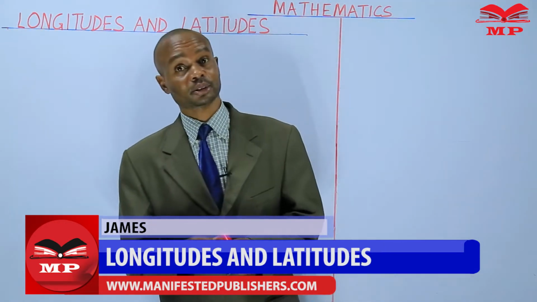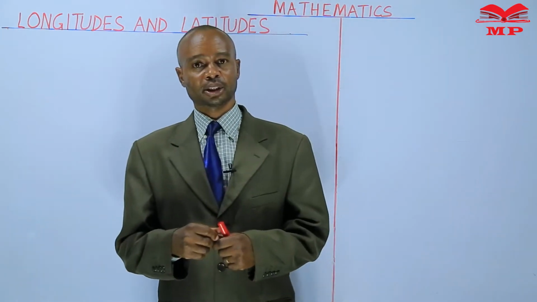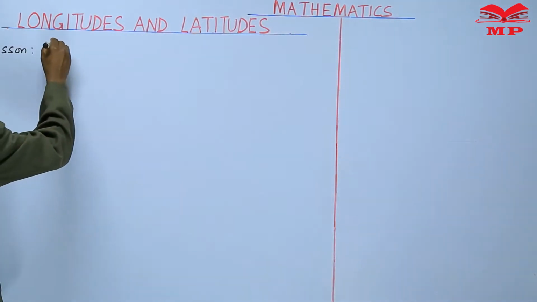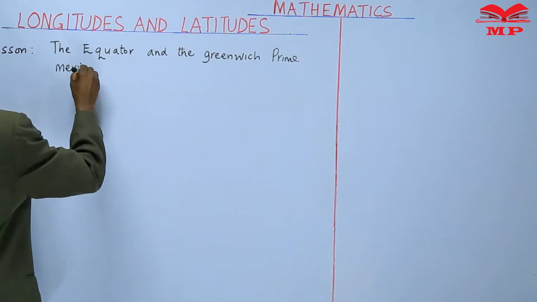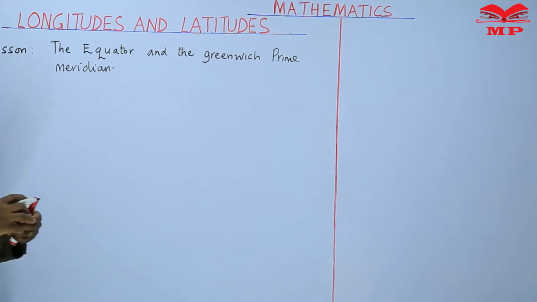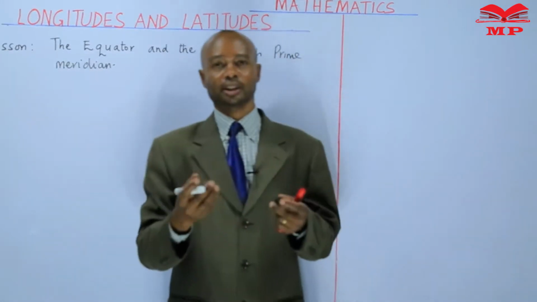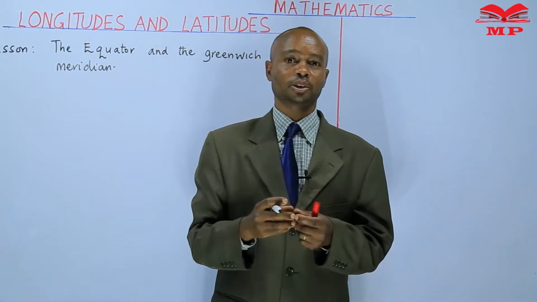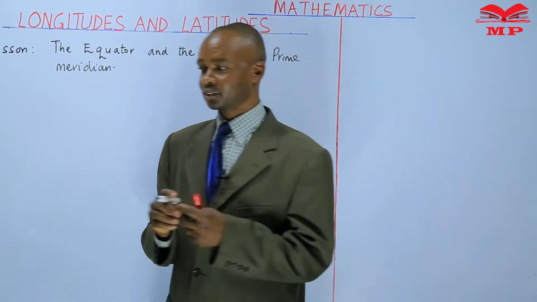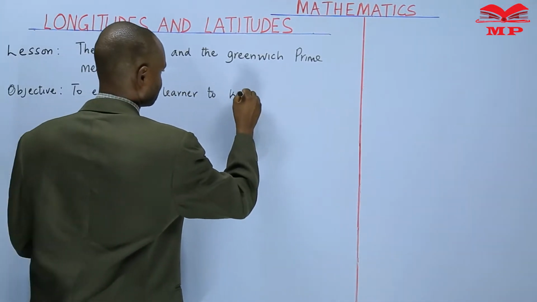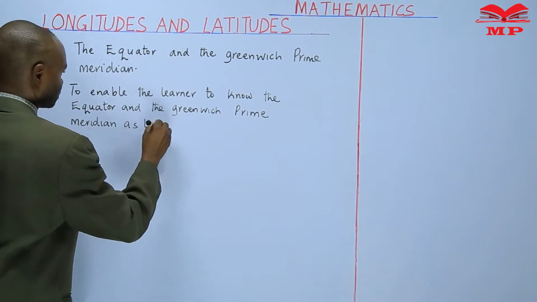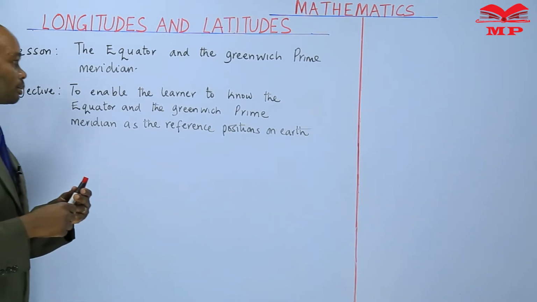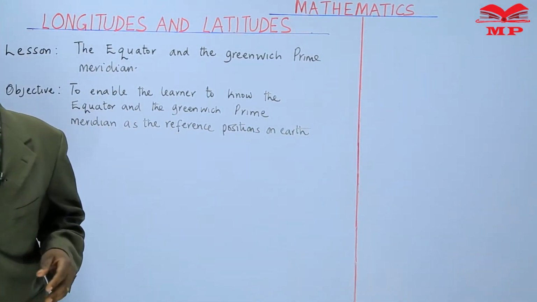We are going to proceed with our topic on longitude and latitudes. In today's lesson, we are going to look at the equator and the Greenwich prime meridian. The objective of the lesson is to enable the learner to know what the equator and the Greenwich prime meridian are, as they are going to be reference standards for our lessons, as reference positions on Earth. So, straight again to our globe.